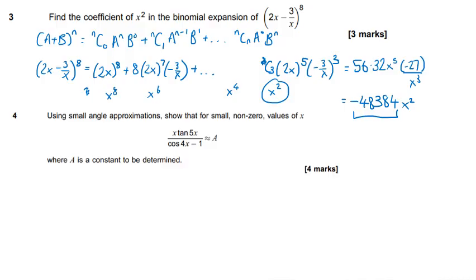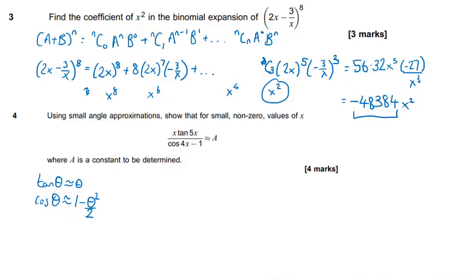Right, question 4, small angle approximations. So let's write these down. So tan theta is approximately equal to theta, and cos theta is approximately equal to 1 minus theta squared over 2.